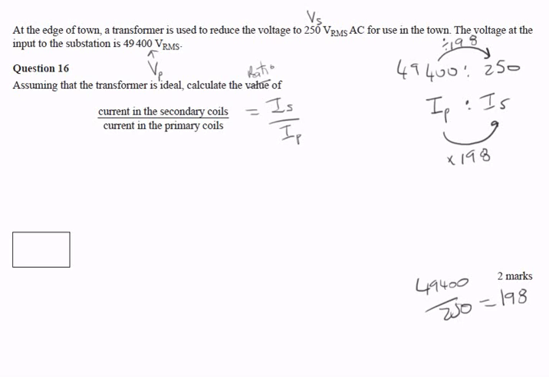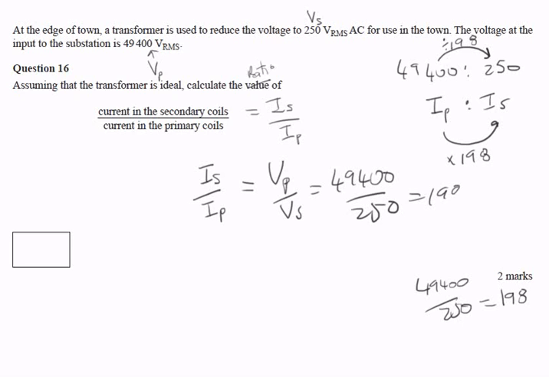And that's what this is asking us. It's asking us how much bigger is the current in the secondary than the current in the primary. This is what this ratio means. And so, to do our working for that, the answer is 198. The ratio of the current from the secondary to primary is equal to the ratio of the voltages from the primary to the secondary, because one goes down as the other goes up, and we've worked that out already, which was 198.